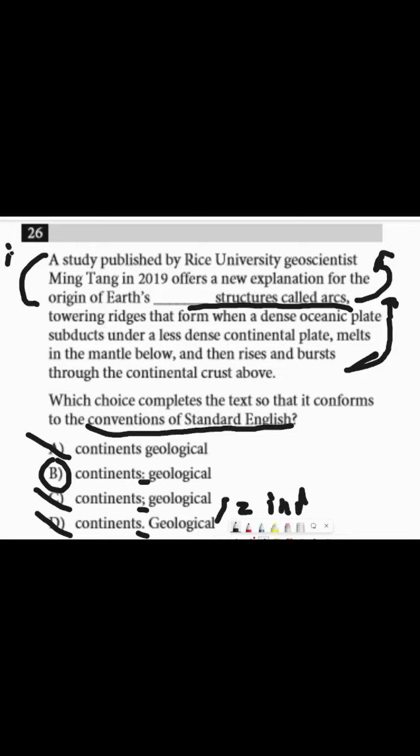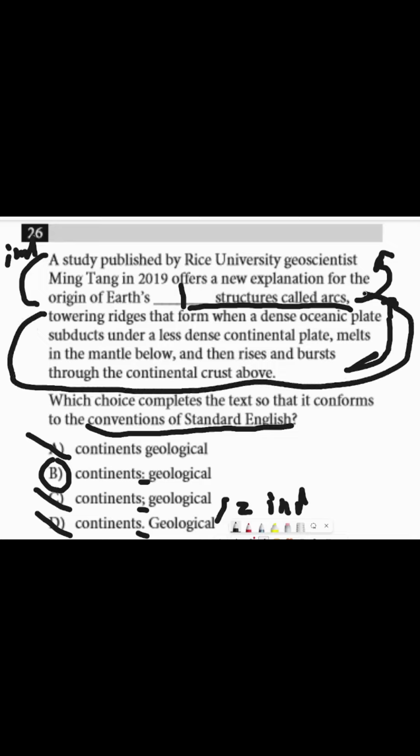We already established this is one independent clause right here, up until Earth's continents. But this colon suggests that there's extra information, which this whole section of text kind of is. You don't need all this information for this sentence to work. So the colon suggests that this is all just extra information, but it does help out the main sentence and the main purpose of the sentence. So that's why it would be answer choice B.